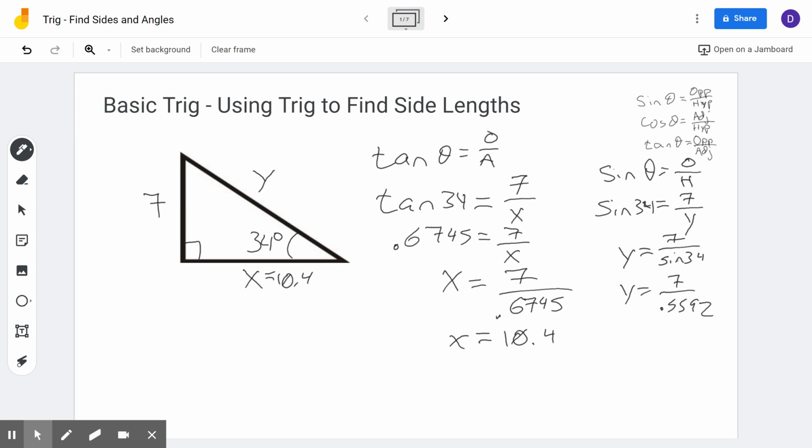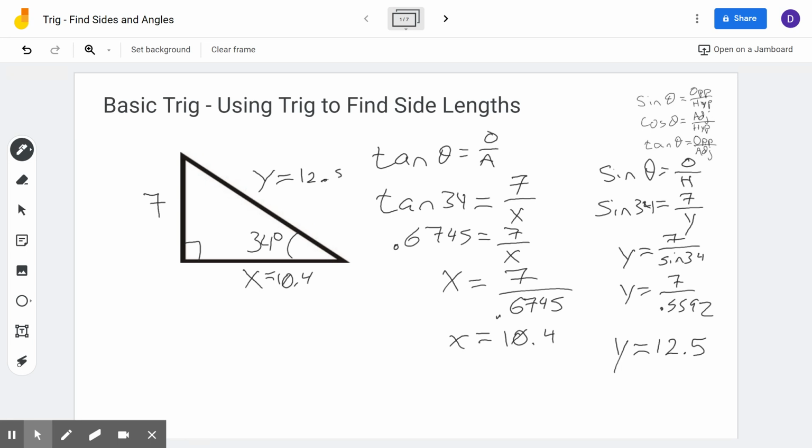7 divided by 0.5592 equals, I think it's 1.8, but let me make sure. No, it's not. 7 divided by 0.5592 equals, there we go, 12.5. I don't know why I got that other number. Y equals 12.5. That makes more sense. Okay, so we found that y is 12.5.